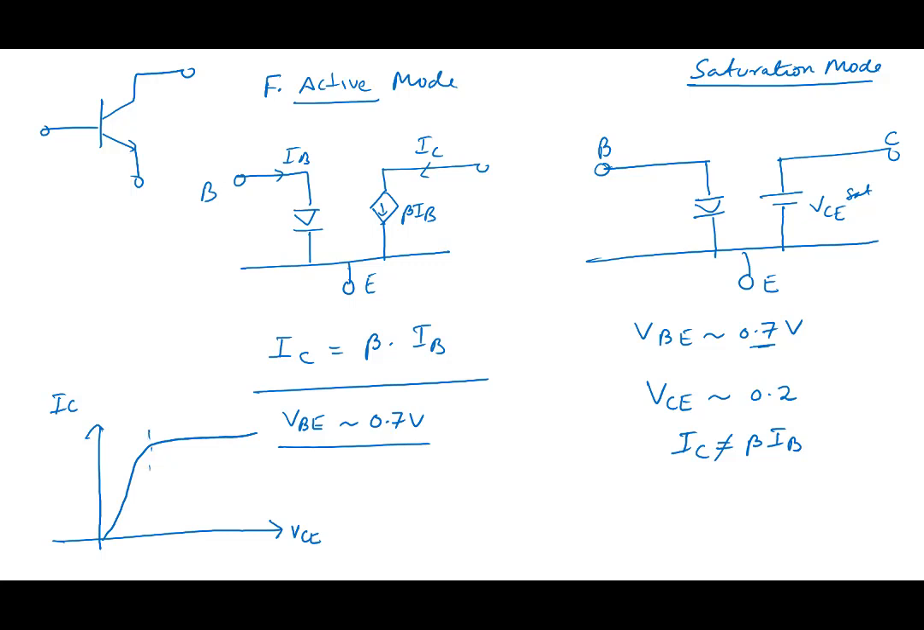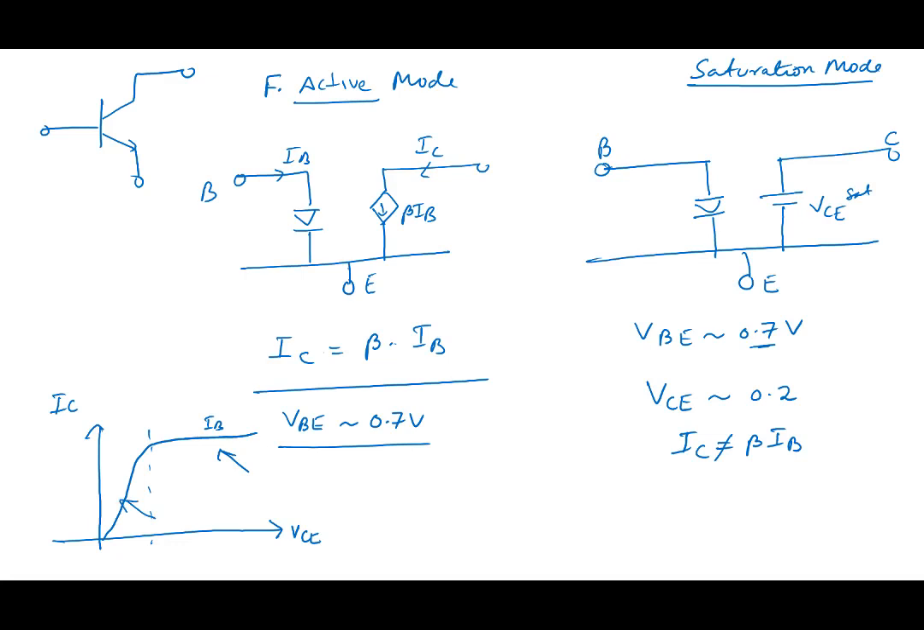This is active, this for some IB. So in this active mode, IC is equal to beta IB. In saturation, what do you think is IC by IB? Is it equal to beta, greater than beta, or less than beta?